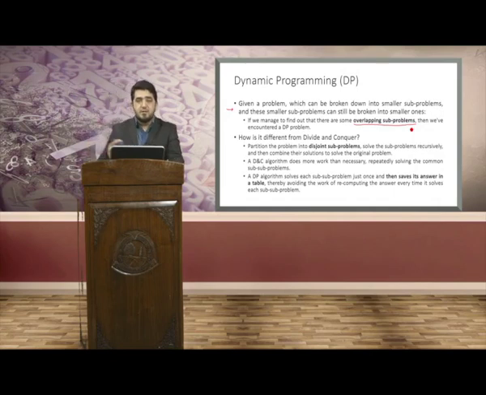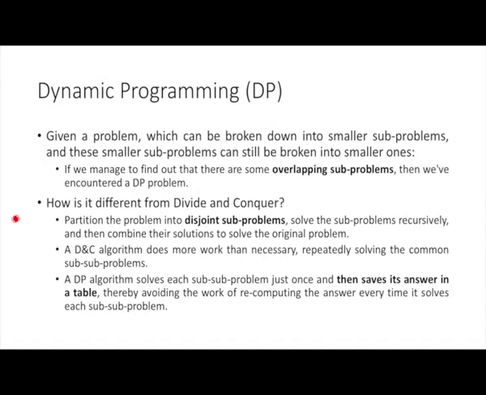Now, we'll try to find a difference between dynamic programming and divide and conquer in the following ways. In divide and conquer, obviously, we partition the problem into smaller subproblems, try to solve these subproblems and combine their solution to get the solution to the original problem. Now, it is important to note that a divide and conquer algorithm does more work than necessary. Why? Repeatedly solving common subproblems. We'll see that in a later example.